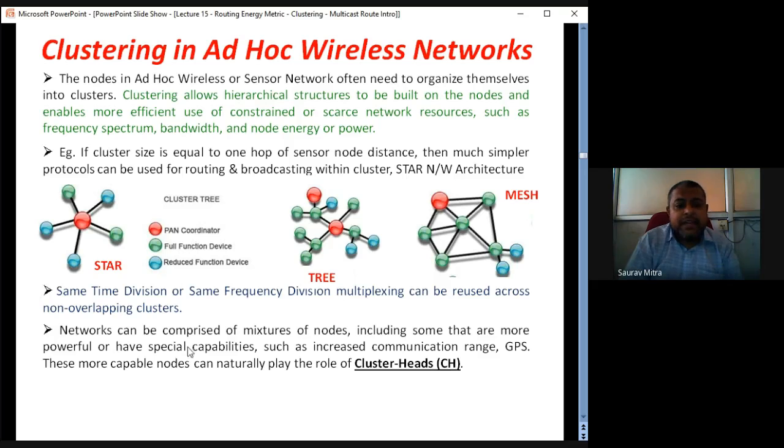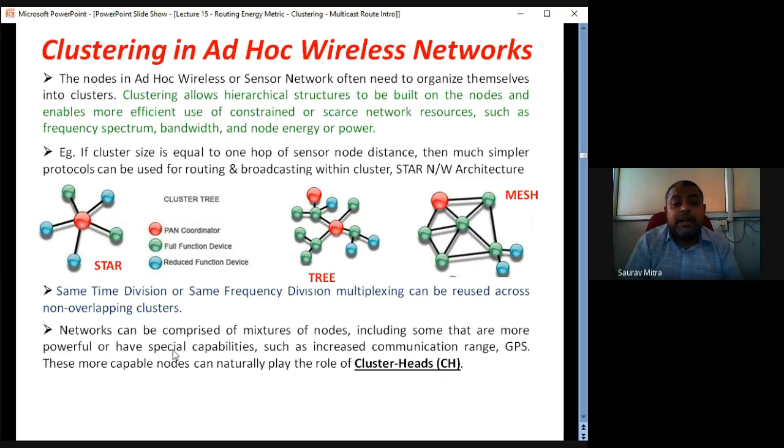So a network can be comprised of a mixture of nodes, including some nodes that are more powerful. Here red is most powerful, green is a little less powerful, and blues are least powerful. Blues are just sensors, just sensing and sending the data to the red. The green can be sensing and processing and then sending the data to the red PAN coordinator, and this PAN coordinator is talking to the higher authorities.